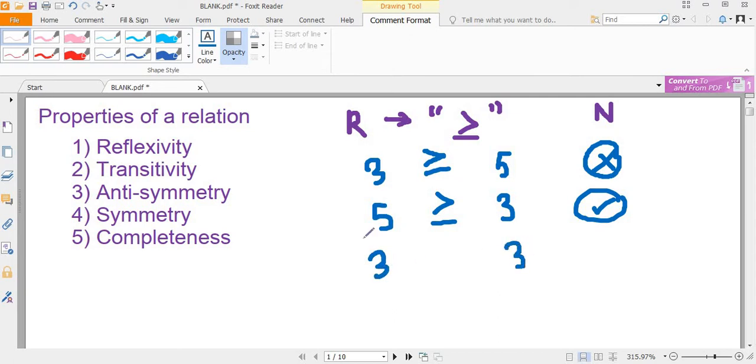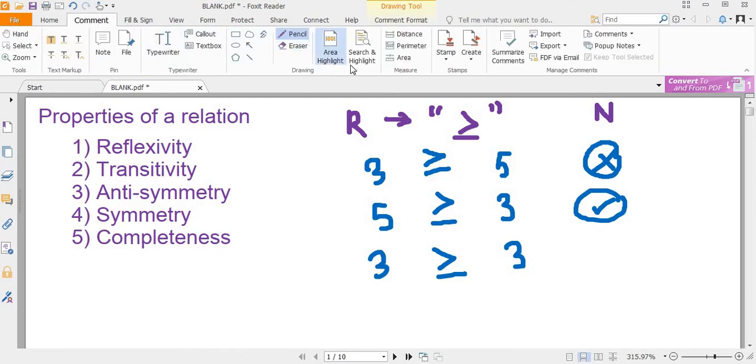Let us take a third example. Let's say I take 3 and I take again the number 3. There is no condition where it says that I cannot take one number twice or more than twice. I can take the same number more than once. So I can take 3 and 3 and I can try to establish a relationship between them. So now does this symbol hold? Now can I say 3 is greater than or equal to 3?